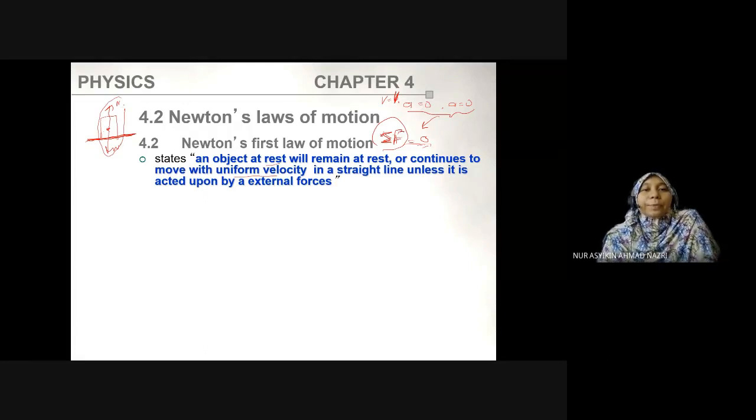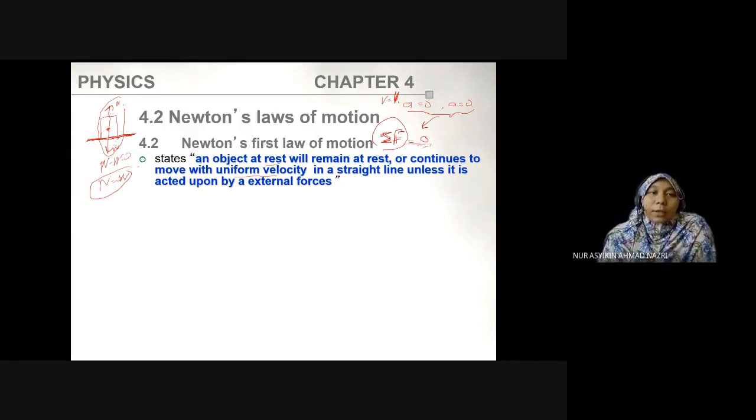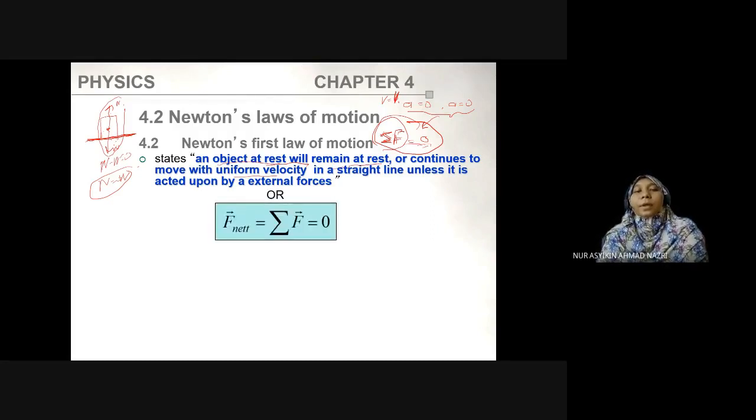Then net force N minus W equals 0, so N equals W. It means the value of the force is the same but in the opposite direction. Then the net force is equal to 0. That is what causes the object at rest to remain at rest. Again, net force.